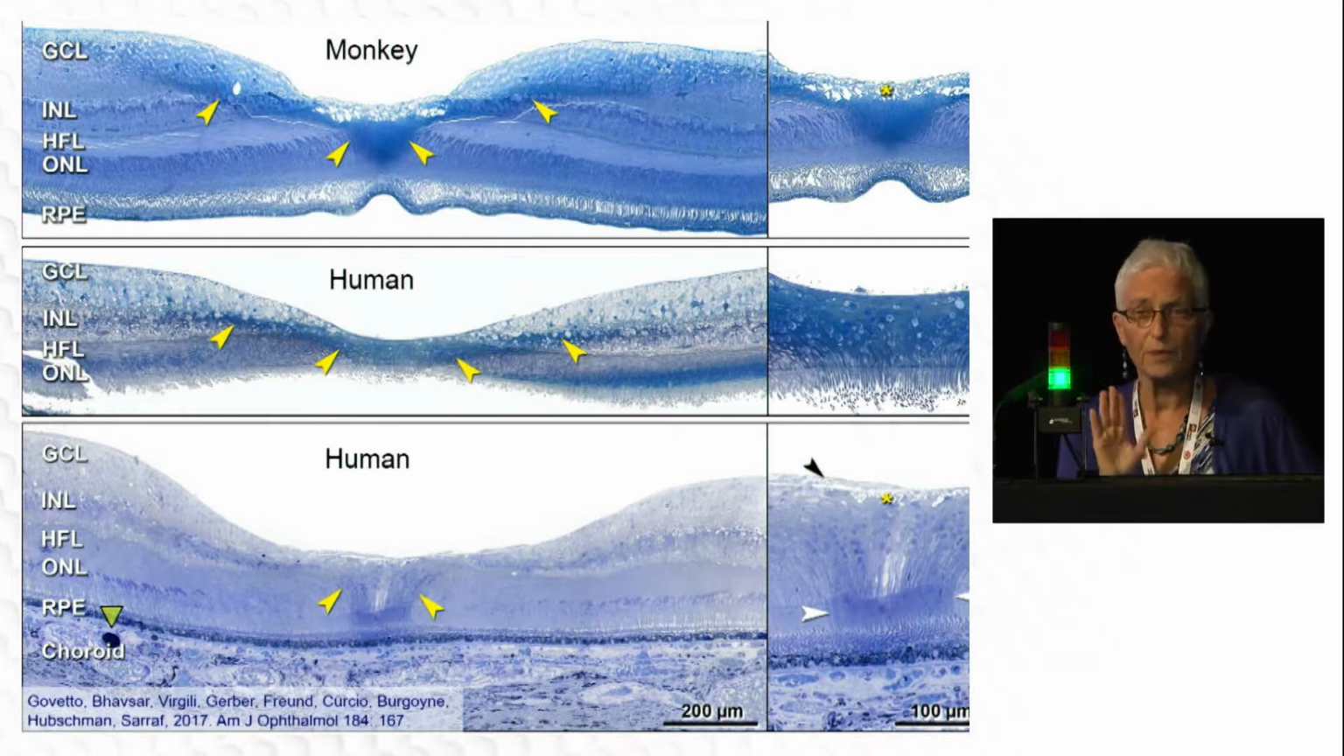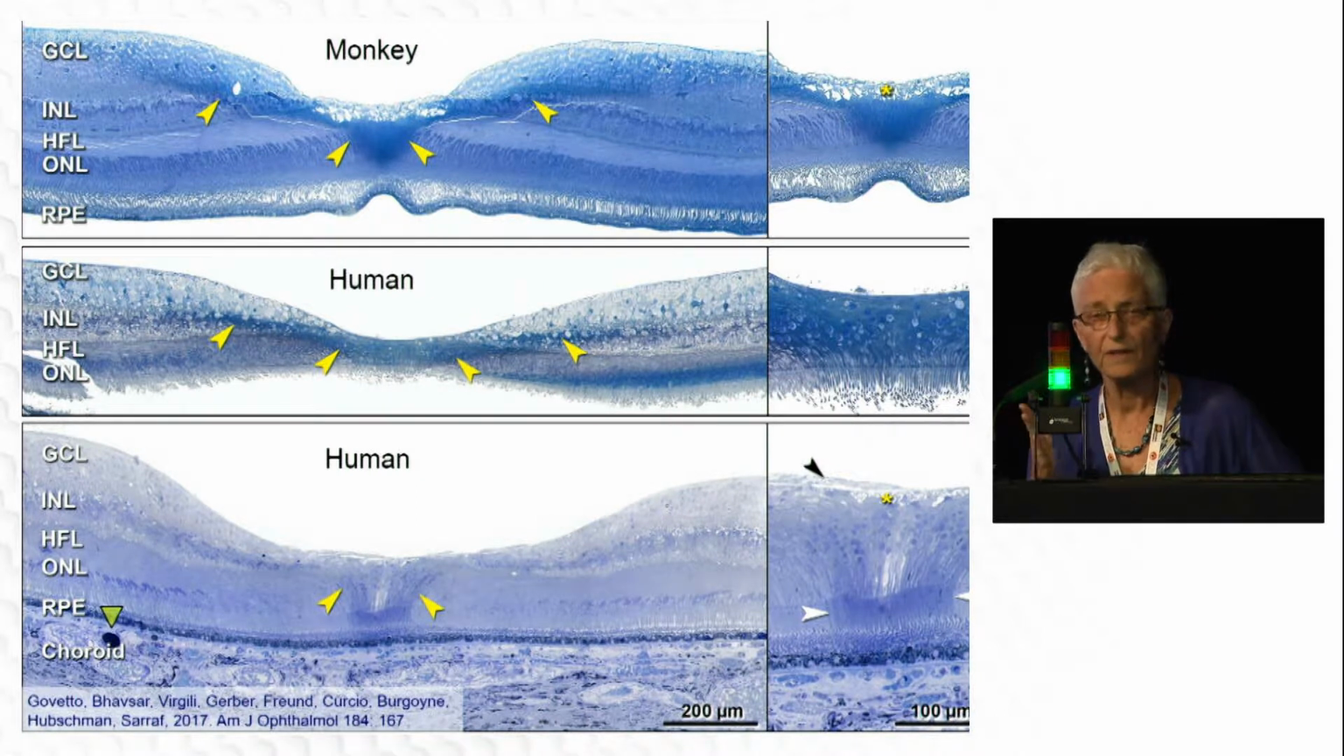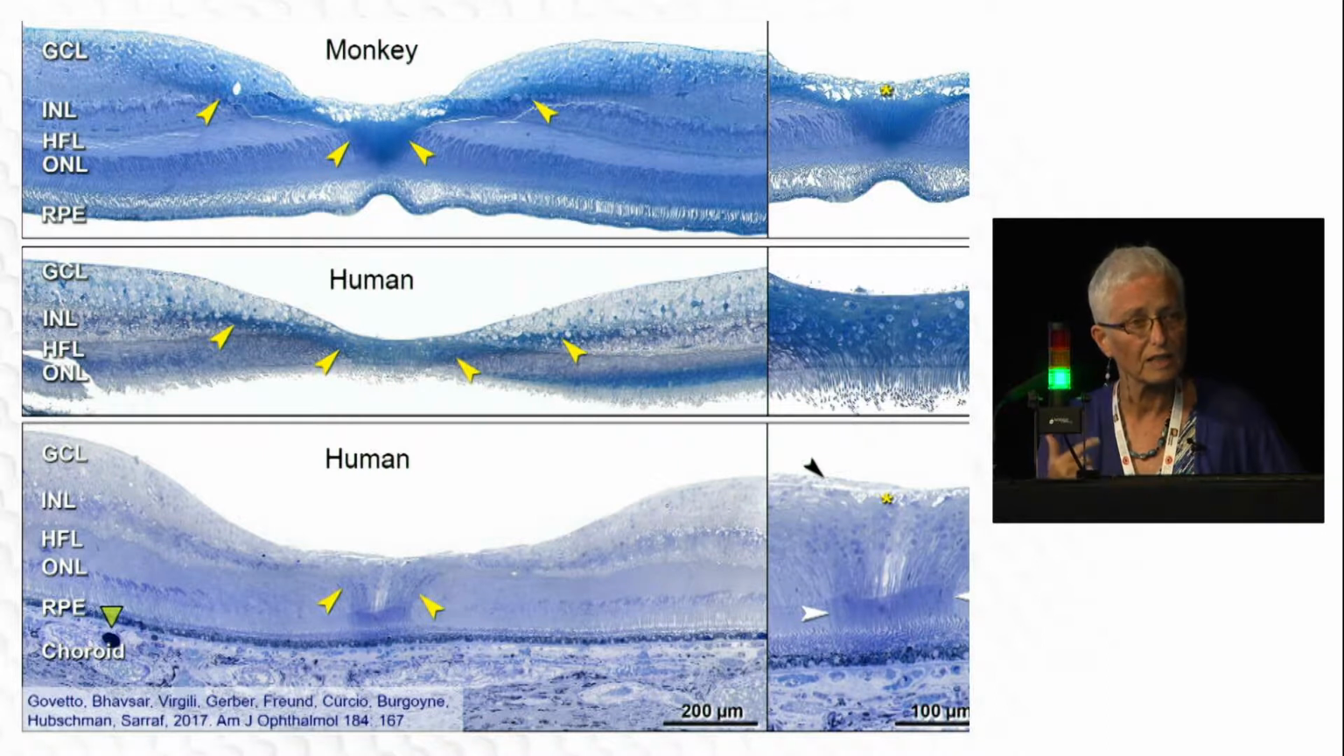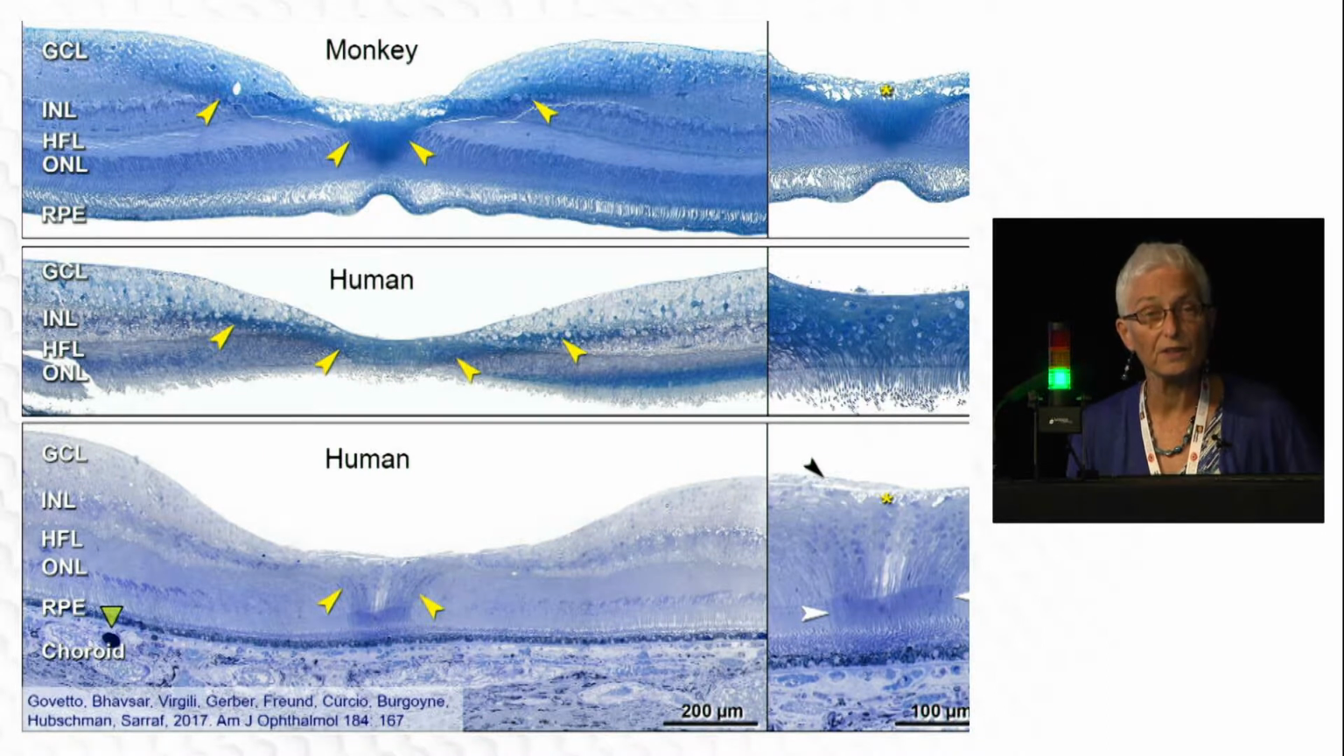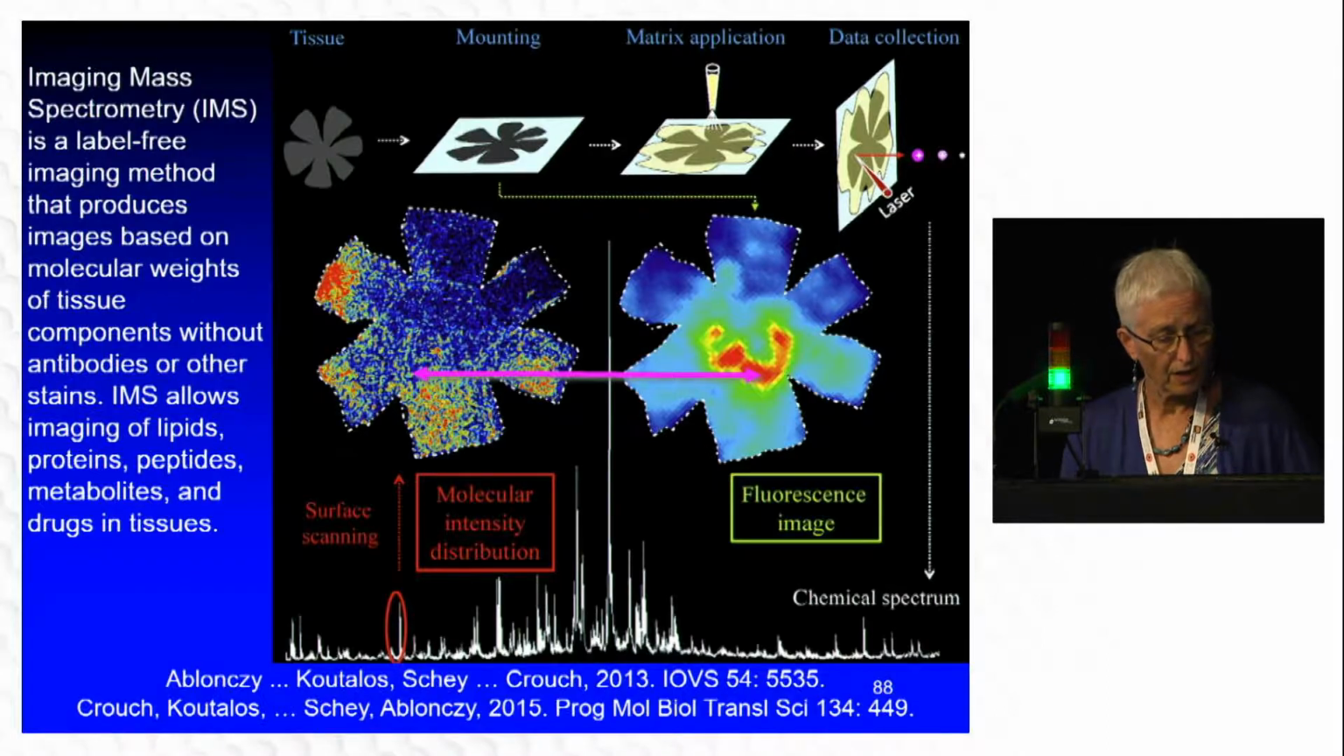We don't know what the basis of this differential staining is. We just know that it tells us that there's a population of molecularly distinct cells in the center of the human fovea. So we've recently approached this with imaging mass spectrometry, which is a very powerful technique.